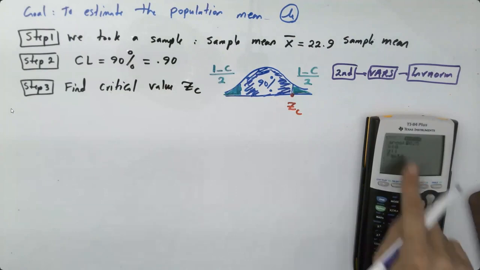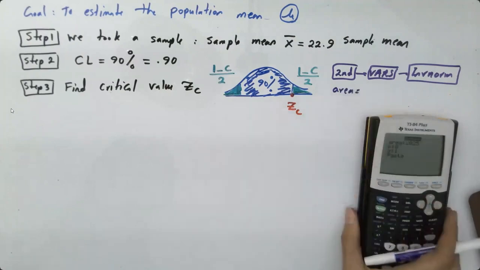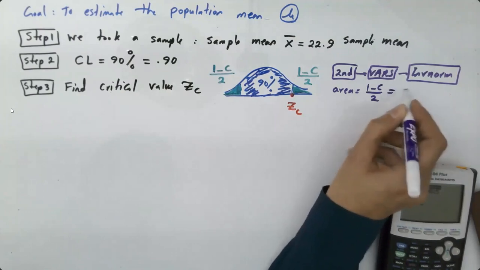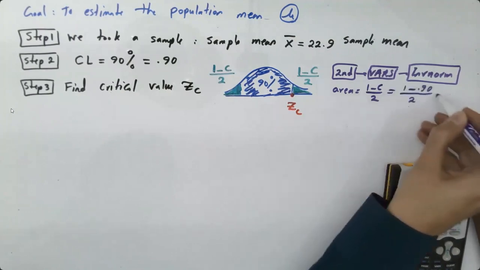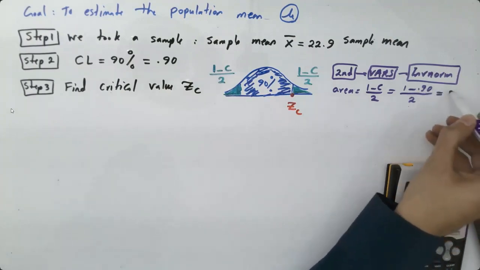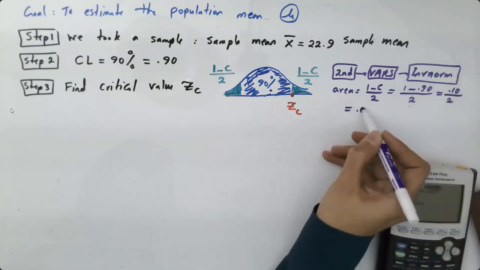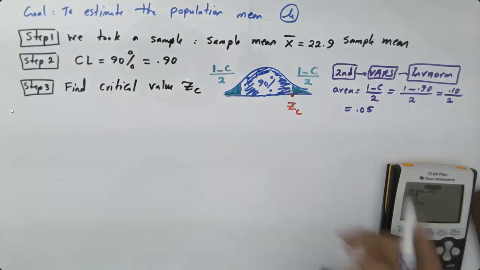Inverse norm, and the area, what is the area? The area is 1 minus C divided by 2, 1 minus 90% divided by 2, which is, well, here you have just 10%. You get 10% divided by 2, which is 5%. This is my area, 5%, 0.05.